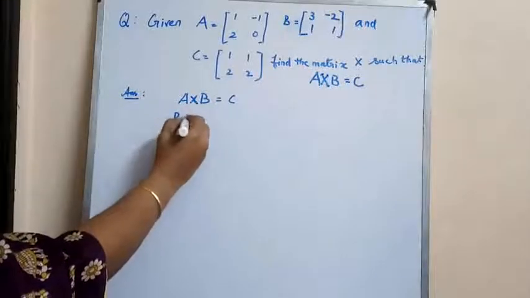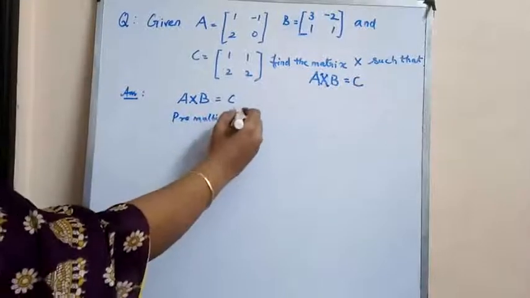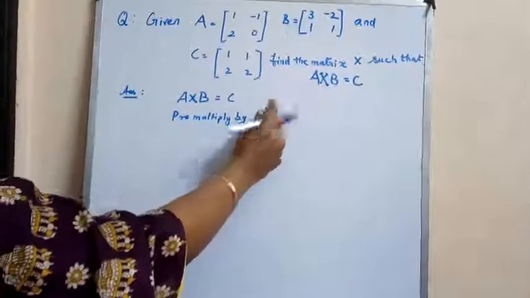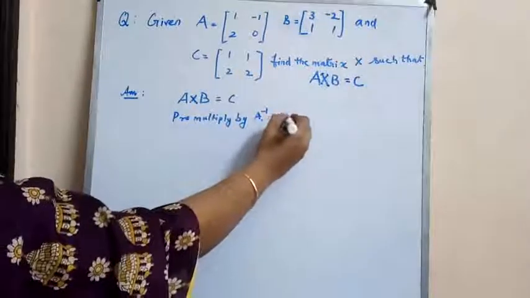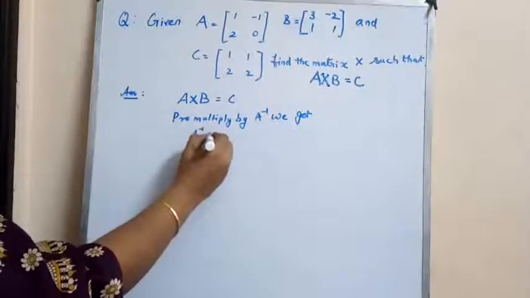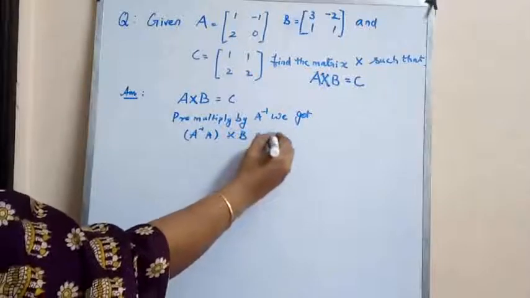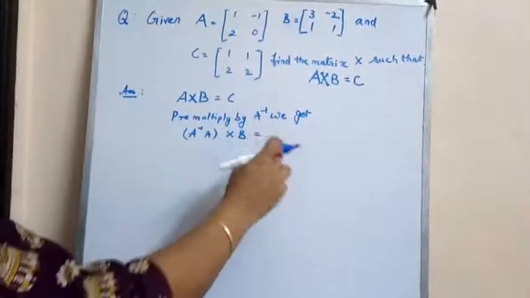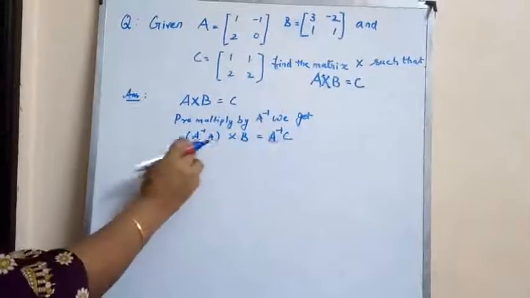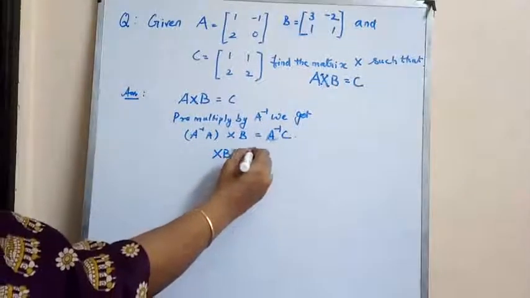So pre-multiply by A inverse. In order to get rid of this A, you have to multiply it with A inverse. We get A inverse A into X into B is equal to, on both the sides we are multiplying, A inverse C. So this will get cancelled and you'll have XB is equal to A inverse C.